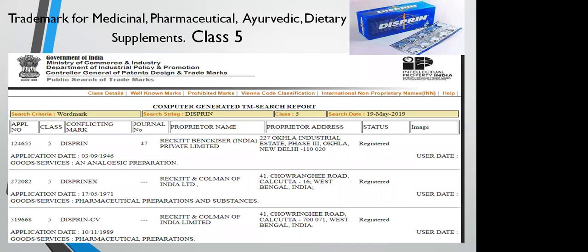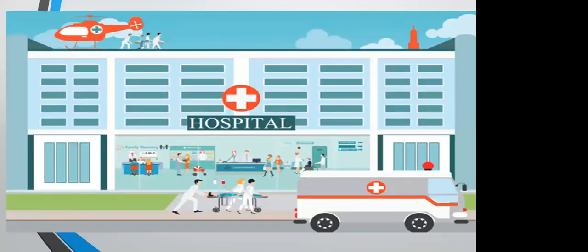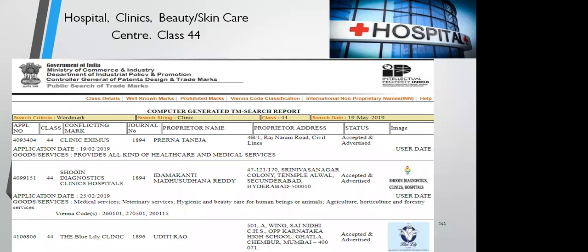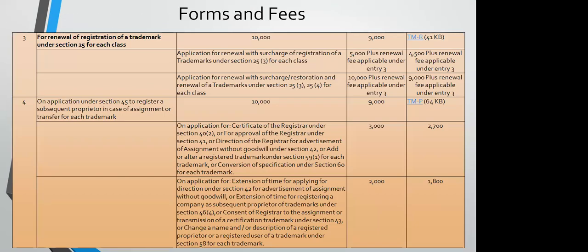Now you can see discipline and discipline X, discipline all belong to the same company. So when you are going to launch your brand name, you have to check particularly the class in which you are going to launch a product. For hospitals, you have to search in class 44. So this is all about the trademarks.